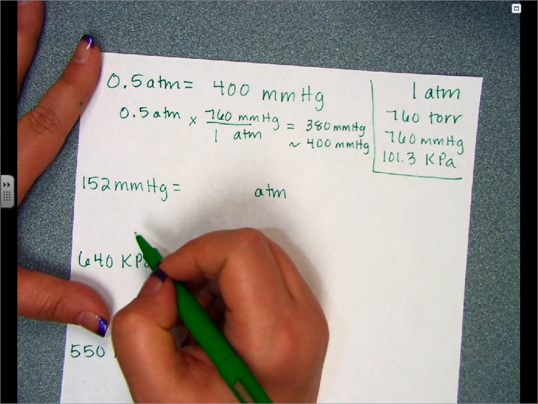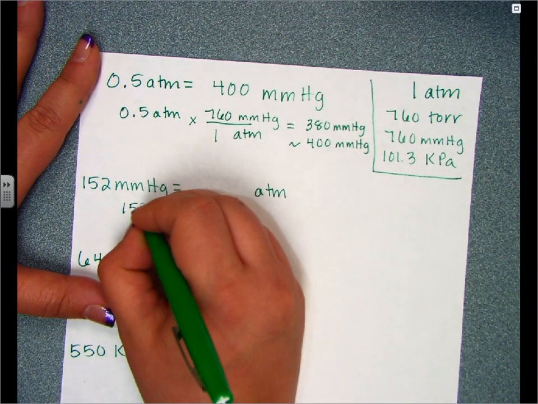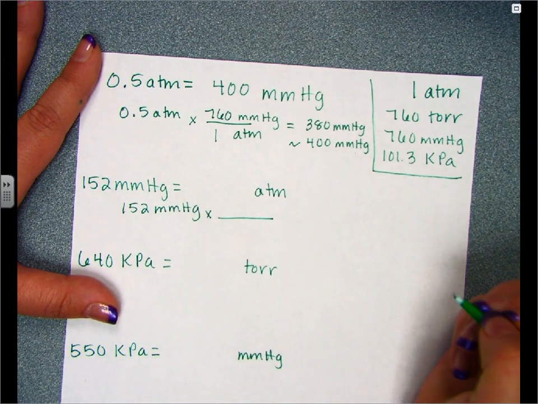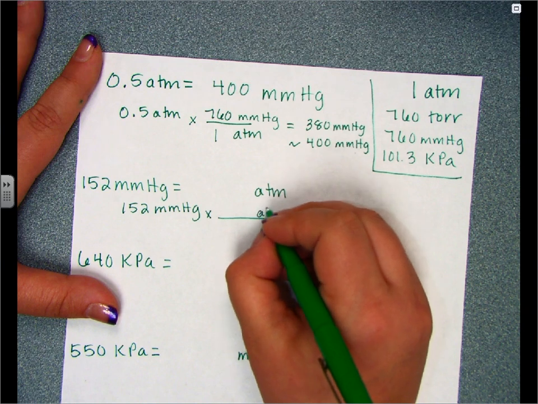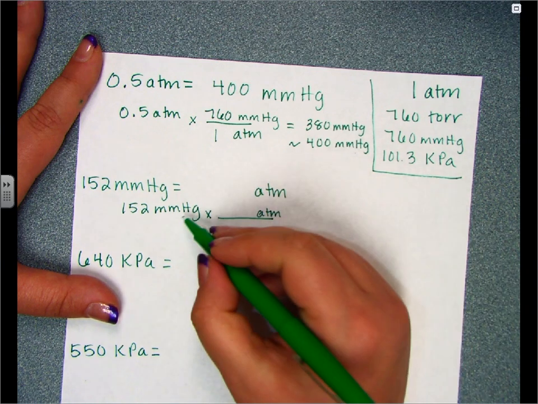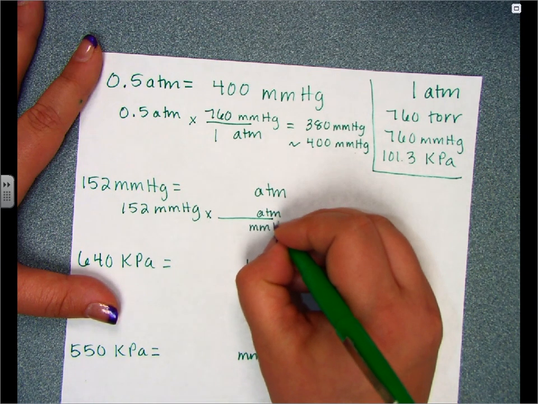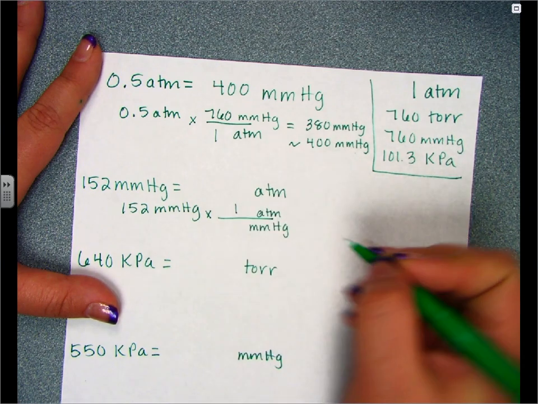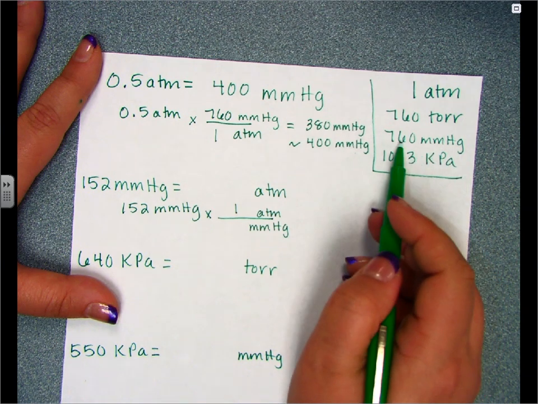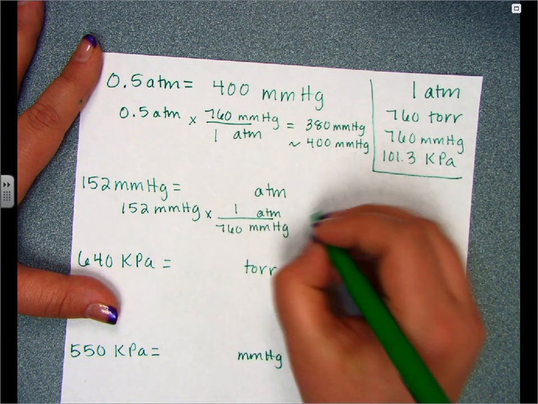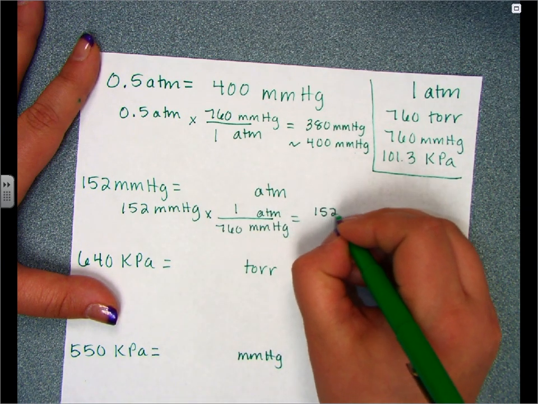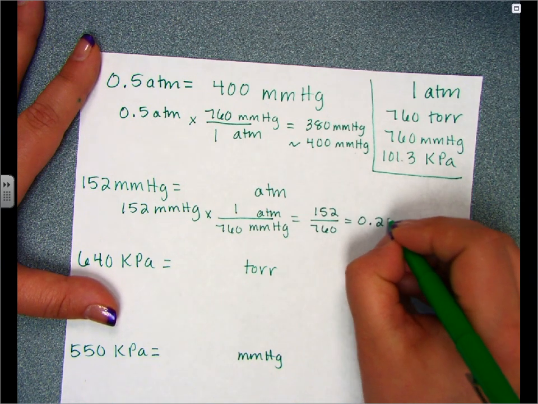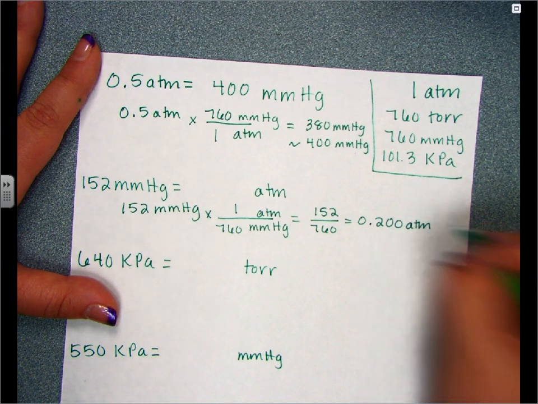The next one, 152 mmHg. So I write my given. I'm trying to find ATM, so that goes on the top. Trying to get rid of mmHg, so that goes on the bottom. I look at my conversions here, 1 ATM, and then mmHg is 760. So really, this is 152 divided by 760, which gets me 0.200 ATM.